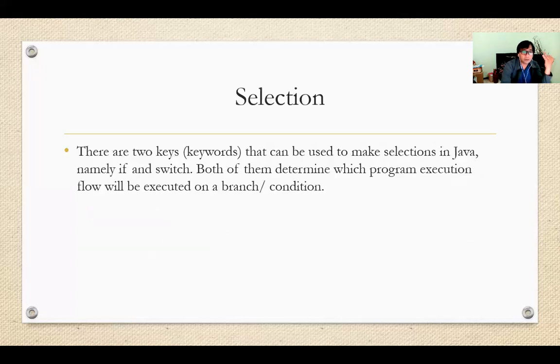Okay, and for the selection first, what is selection? There are two keywords that can be used to make selection in Java. The names of the keywords for the selection would be if and switch. Both of them can determine which program execution flow will be executed on a branch or a condition.